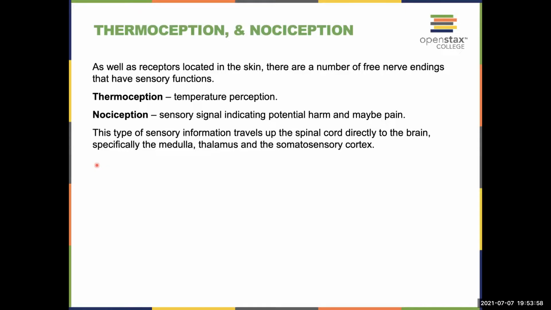And then there are thermoception and then nociception, which is temperature perception, right? And then pain is nociception. This is the sensory signal that indicates that there may be potential harm coming, right? And that sends directly to the brain and through the medulla, the thalamus, and right up to the somatosensory cortex, which is located on the front side of the parietal lobe, just behind the frontal lobe.